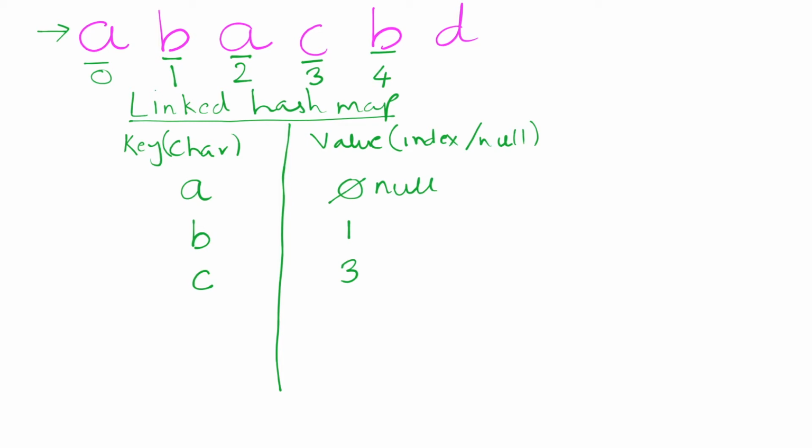Moving on, we'll check our HashMap if the letter B exists. Now in this case, it does exist, which means that B is not a unique character, so we'll store a null.